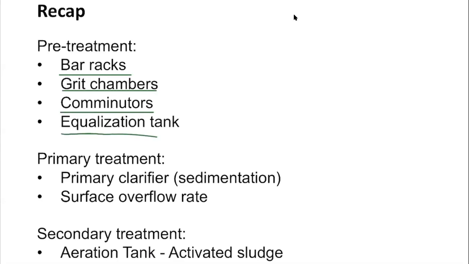So people also use the equalization tank, which is to moderate or buffer the large variation of wastewater flow, so that the water treatment plant doesn't need to deal with a large fluctuation of the flow. So in terms of the primary treatment, we said that the major component is basically the primary clarifier, which is using the sedimentation concept to remove the particles.